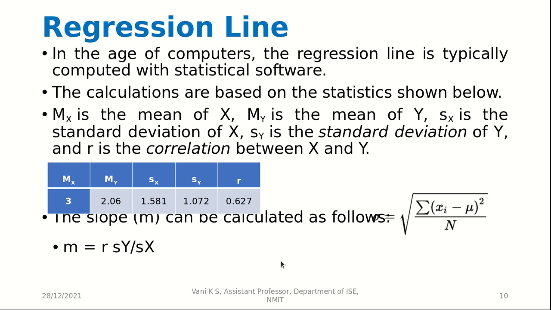Now in the age of computers, the regression line is typically computed with statistical software. The calculations are based on the statistics shown below. Now the calculation is done using the mean. So Mx is the mean of x, My is the mean of y, Sx is the standard deviation of x and Sy is the standard deviation of y. And r is the correlation between x and y. And then the slope can be calculated as follows: m = r × Sy / Sx.